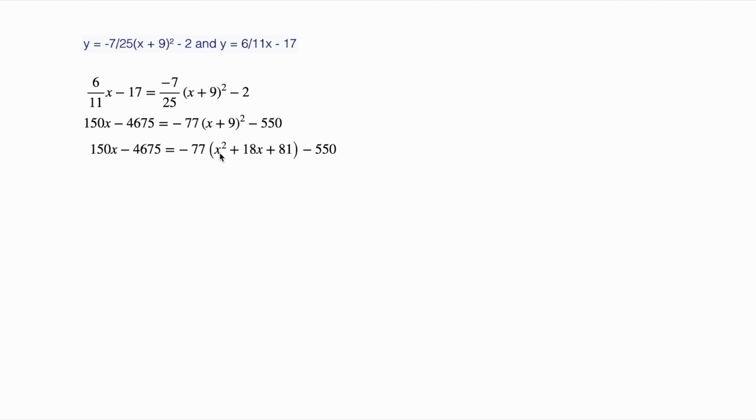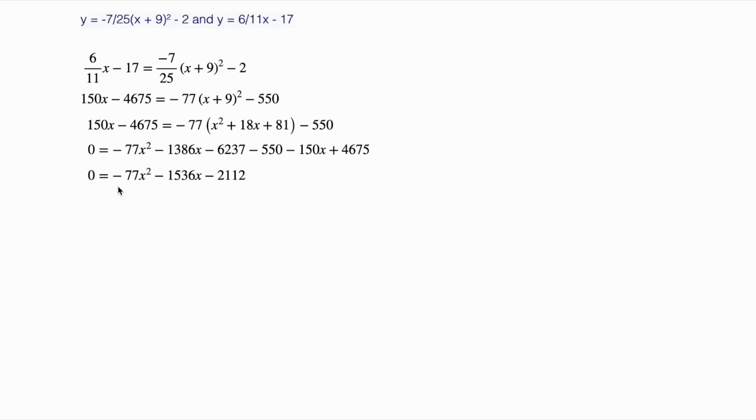Square the x plus 9. That gives me x squared plus 18x plus 81. Square the first term, 2 times the first times the last, square the last term. Then I'm going to multiply everything inside the bracket by negative 77. And that gives me negative 77x squared minus 1,386x minus 6,237, then minus the 550. I subtracted the 150x from both sides, so we have minus 150x here. Then I added 4,675 to both sides. Add the like terms. That gives us negative 77x squared minus 1,536x minus 2,112. Then run that through the quadratic equation.